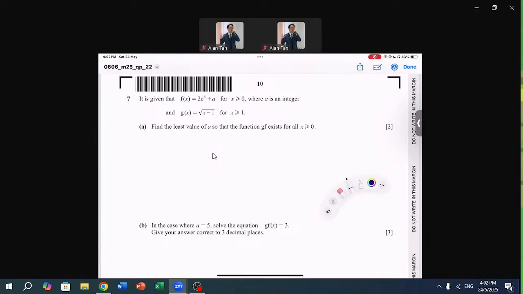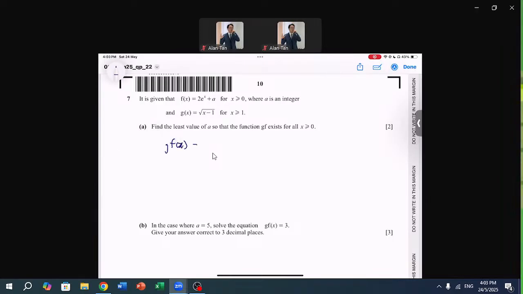Find the least value a, given that f(x) is 2e^x plus a for x more than 0, where a is an integer, so it's an exponential graph moved by a, and g(x) equals square root of x minus 1 for x more than 1, which makes sense because you cannot square root a negative number. So we're going to do gf(x) first.